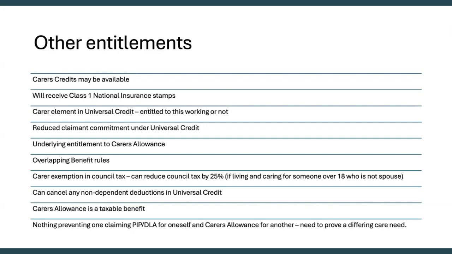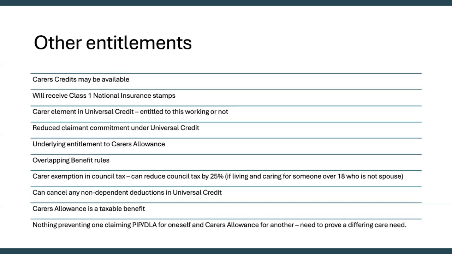If you're claiming universal credit as a carer, there's the reduced claimant commitment. So you wouldn't need to be looking for work or engaging with the job centre on a regular basis. There's also underlying entitlement to carer's allowance. That really means that there may be some entitlement to some other benefits that you would be getting, even though you're not receiving carer's allowance. It's a bit complicated. I don't really want to go into that now.